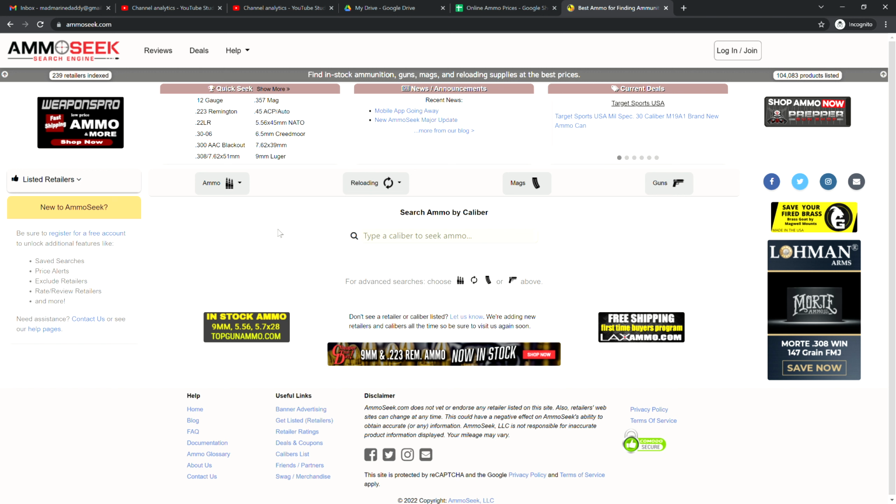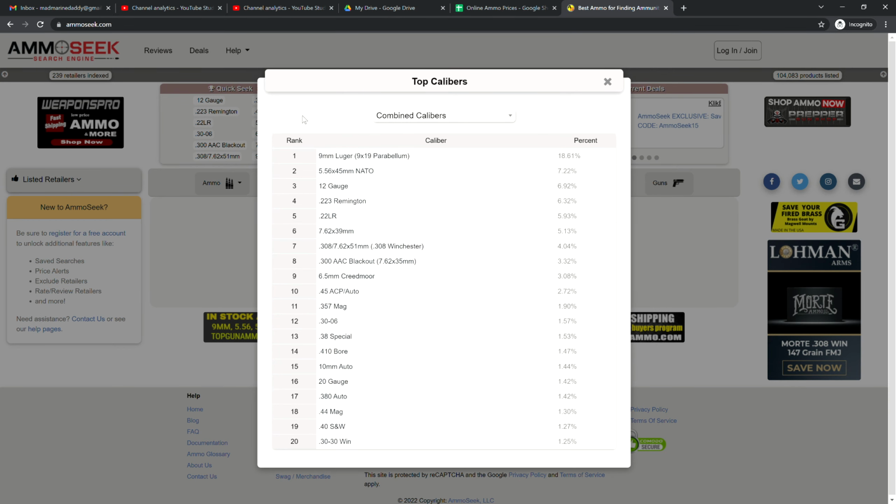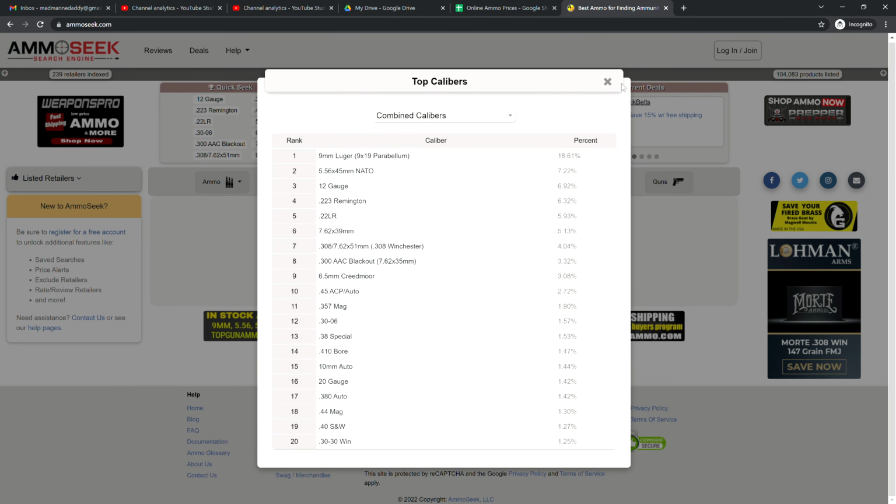One way we do this is we use AmmoSeek. AmmoSeek is a great tool. It is not the only tool to use, but it is useful. A few things I like best about it. One is it does keep percentages of what people are looking at, and the filter options are really good. So if you're looking for brass, if you're looking for a certain grain of ammo, it is useful to use. Currently, 9mm is at 18%. It's normal, usually 18, 19, maybe even 20% or higher, depending on what's going on. So I'd say it's on its normal low.